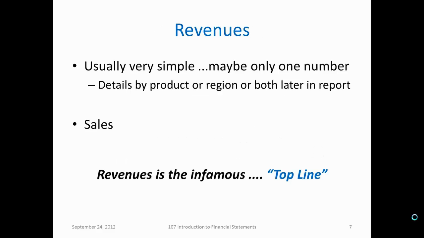The revenue section is typically the simplest part of the income statement. Often there is just a single number that represents all the money a company brought in during a specific time period. Big companies sometimes break down revenues in ways that provide more information, such as geographic location or business segment. Revenues are also commonly known as sales, and because it appears as the very first line, it is also known as the top line.